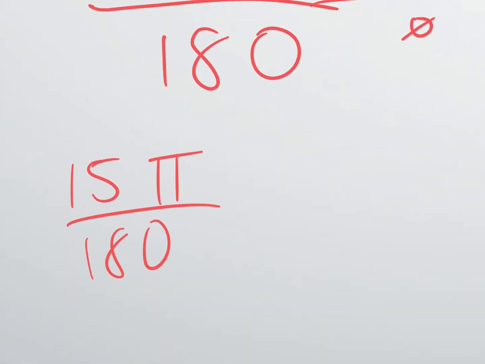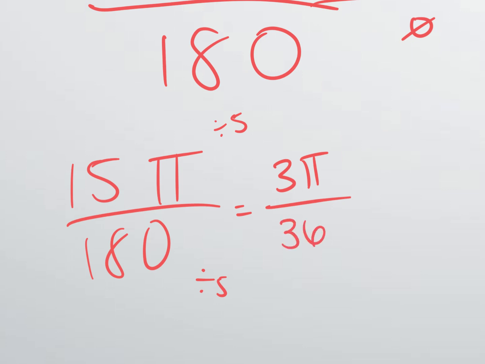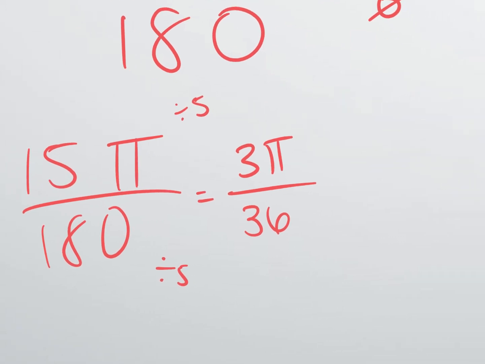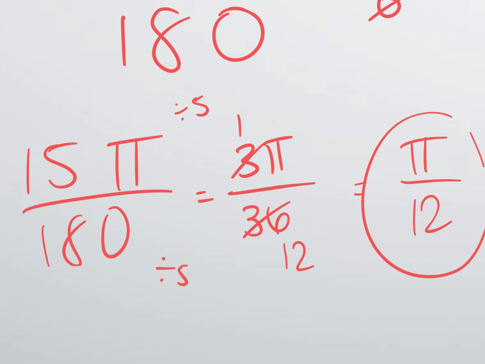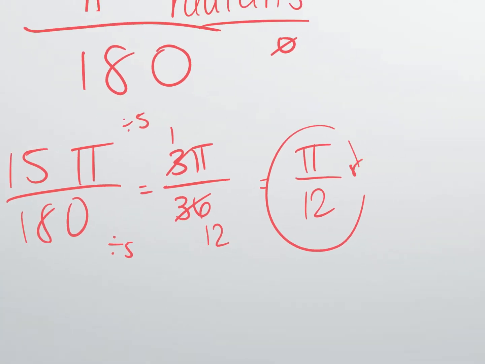And now we just need to go about simplifying this expression, okay? What's a common factor between 15 and 180? They're both divisible by 5. So we divide 15 by 5, we get 3 pi. Do you guys agree? And we divide 180 by 5, what do we get? You have a calculator. 36. Can we continue to simplify? Yeah. We sure can. What is the common factor between 3 and 36? 3. This becomes a 1. This becomes a 12. So our answer is pi over 12. That's it. Okay? And now it is in radians.